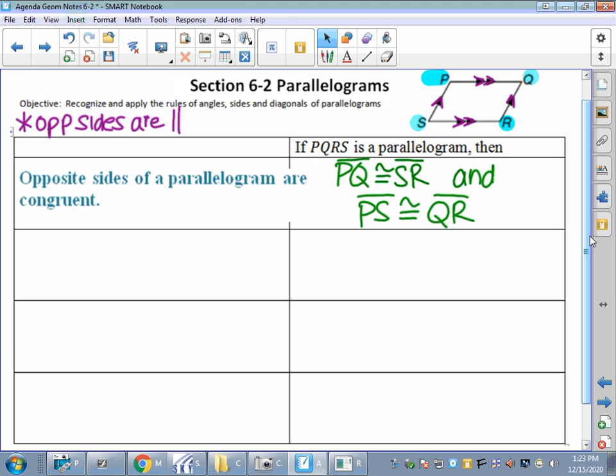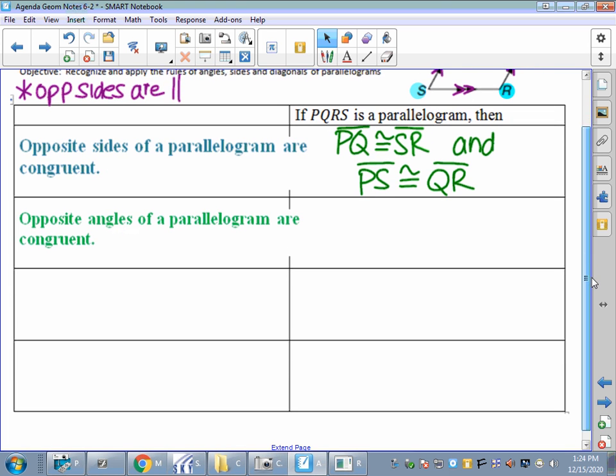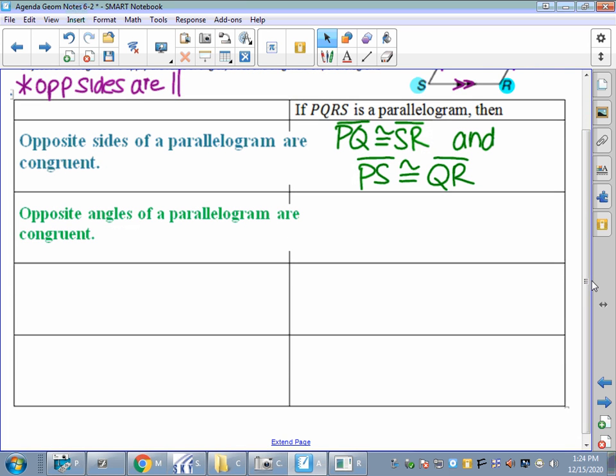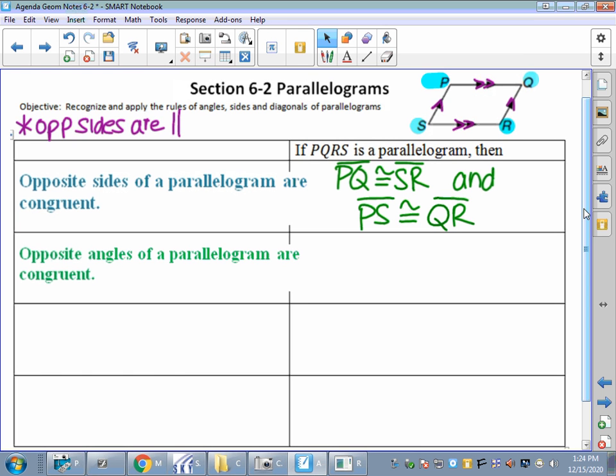So we're going to know these rules because then I'm going to give you a shape and ask, is this a parallelogram? Why? And you're going to say, because opposite sides are congruent. It's marked appropriately. So the second rule is the opposite sides are congruent. Oh, sorry, that says opposite angles are congruent. We just talked about opposite sides. The opposite angles are congruent.